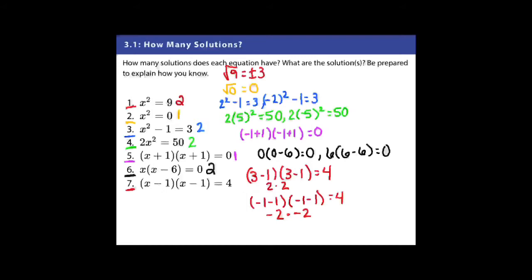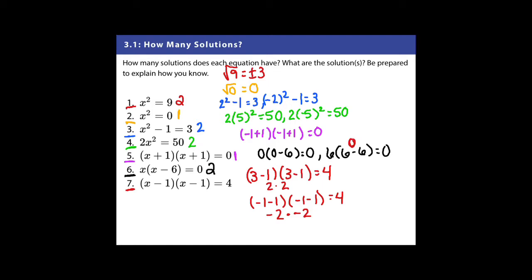Number 5, x plus 1 times x plus 1 equals 0. If we do negative 1 plus 1 times negative 1 plus 1, that would give us 0 times 0, which is 0. So there's one solution, and that is negative 1. Number 6 in black, if we do 0 times 0 minus 6, that gives us 0. And then if we do 6 times 6 minus 6, which 6 minus 6 is 0, so 6 times 0 equals 0, so there's two solutions there.